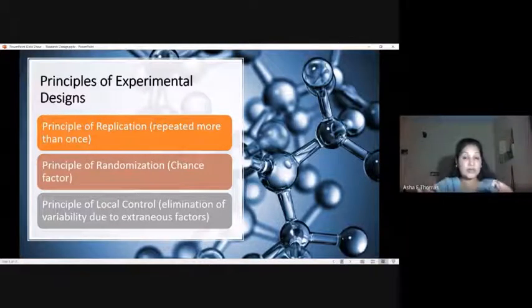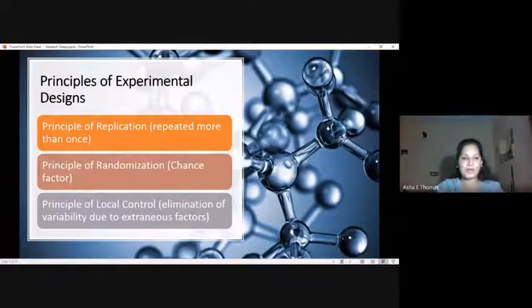I am just depending on the chance factor. Every unit of the population is given a chance of being selected as the sample. That's what we call the principle of randomization, and it can also reduce sampling errors.